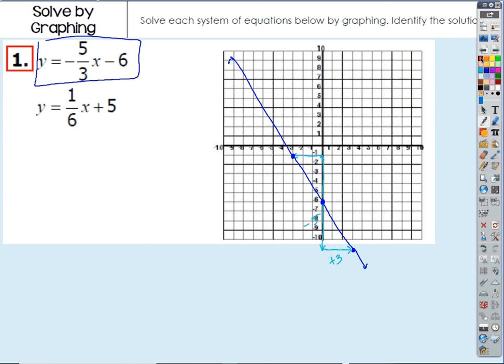Okay, so let's look at the red line. What about the red line? How do I graph that? Where do I start? 5. Yeah, I go up to 5, and I'm gonna make a slope triangle that does what?